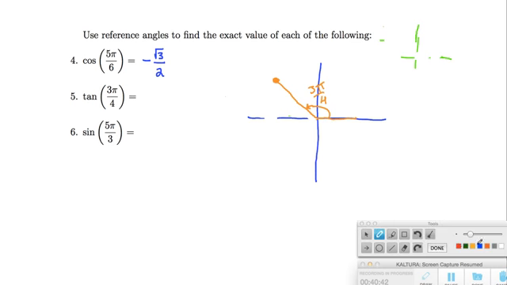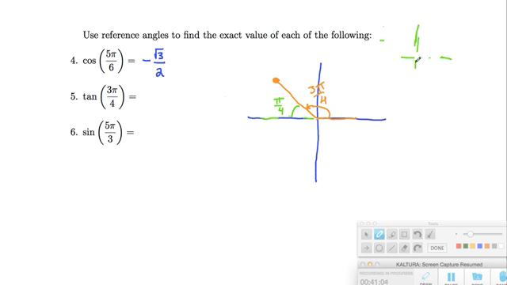Now if you consider the angle that would have been made if you went straight down to the x-axis, 3 pi over 4, we only needed another 1/4 to get to pi, so this is really pi over 4. So the reference angle for 3 pi over 4 is pi over 4.